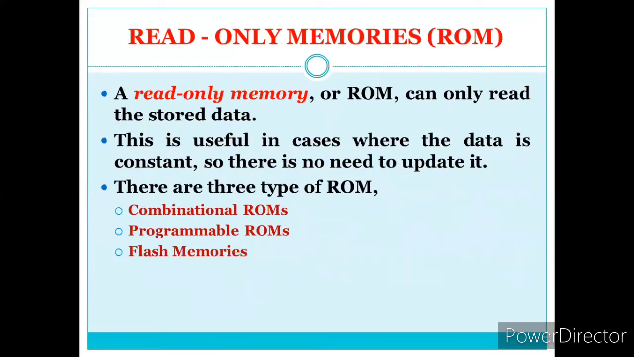Now let us see the next important concept, read-only memory. Read-only memory itself says that it can perform only the read operation. It means it can read only the stored data. It cannot perform write. So this is useful in cases where the data is constant, so there is no need of updating it. For example, if you take a television remote, it is fixed. It is not necessary to update it. So at such times this ROM is useful. There are three types of ROMs: combinational ROM, programmable ROM, and flash memories.